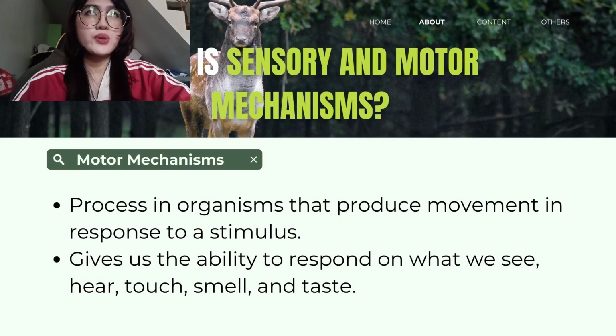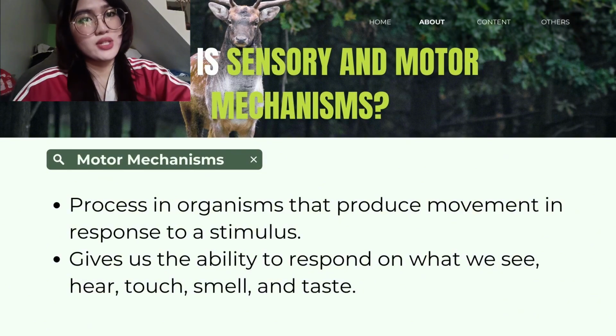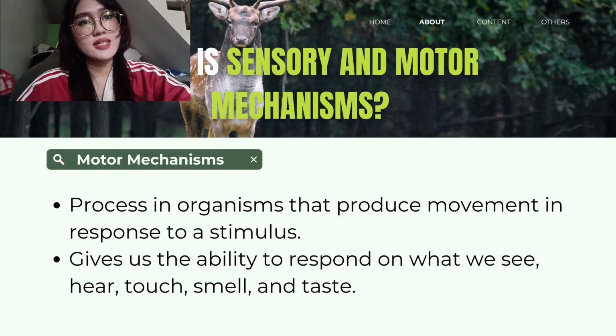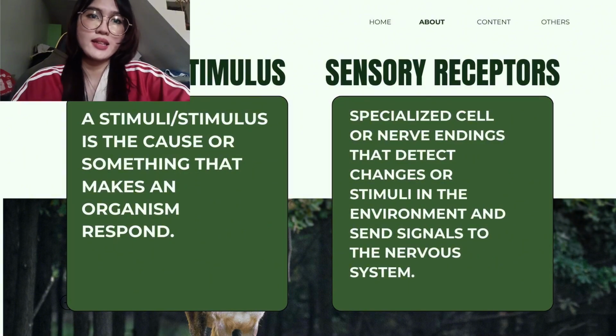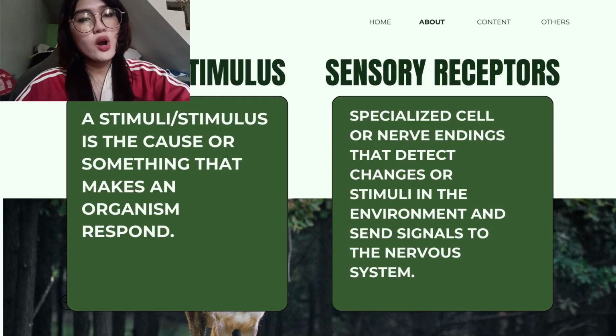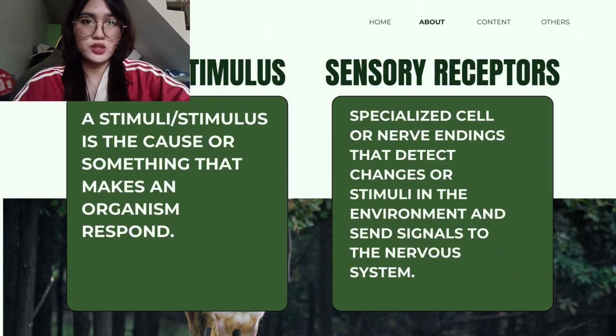Now, I keep talking about the stimulus or stimuli, but what exactly is a stimulus? A stimulus is anything that causes a response or reaction in an organism, and it can be something from the environment like light, sound, or temperature, or from inside the body like hunger or pain that triggers a sensory or behavioral reaction.